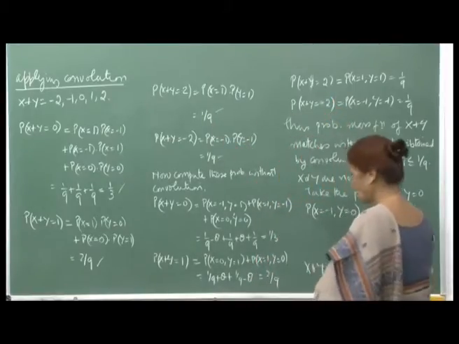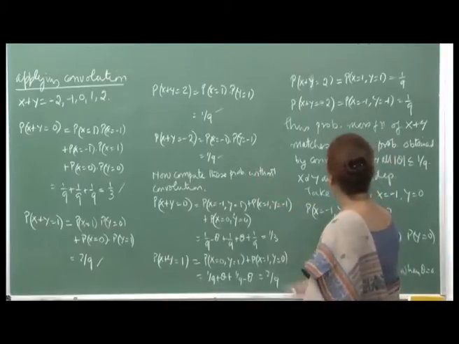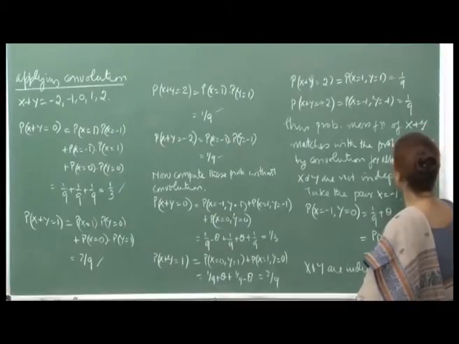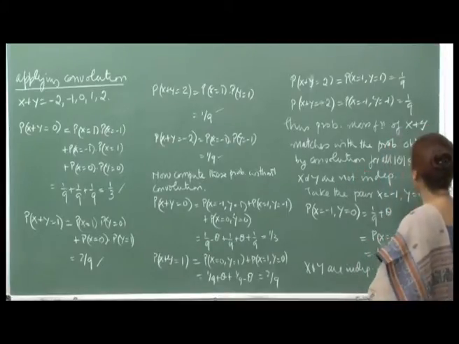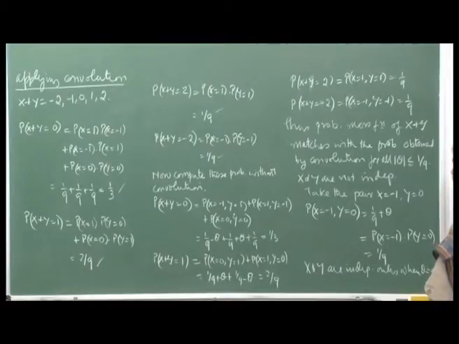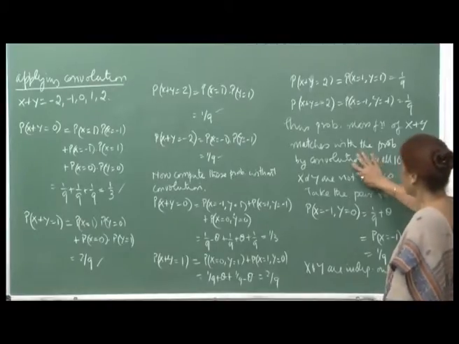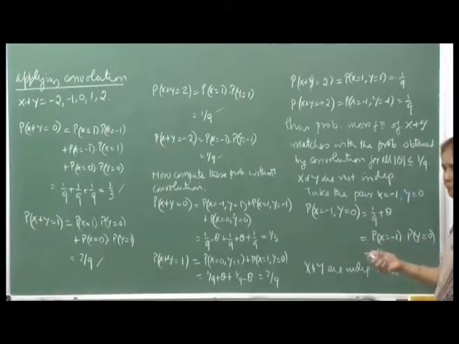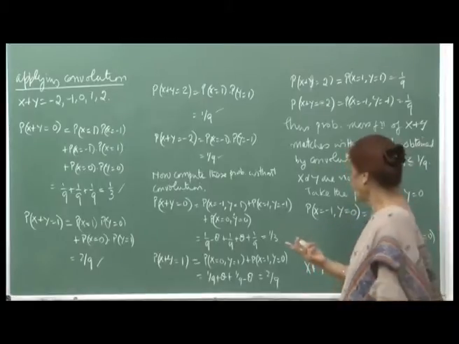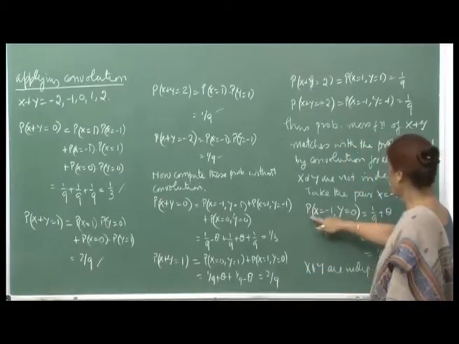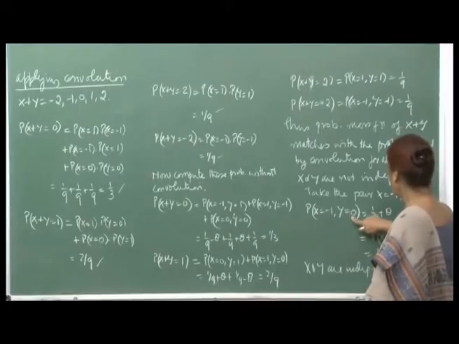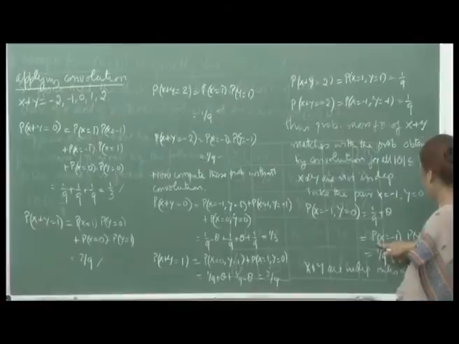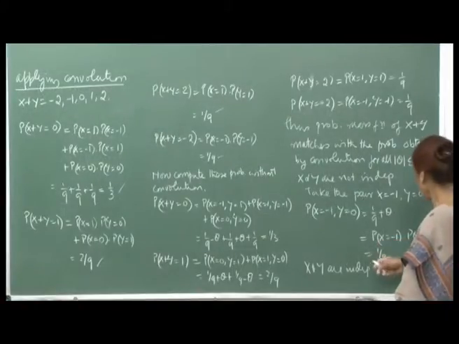You can easily verify that for all values, the probability mass function of x plus y matches with the probabilities obtained by convolution for all theta less than or equal to 1 by 9. So the two things match, but we know that x and y are not independent. Why? Because I just have to show that for one pair of values this does not hold, that is probability x equal to minus 1 and y equal to 0, which from the table is 1 by 9 plus theta.